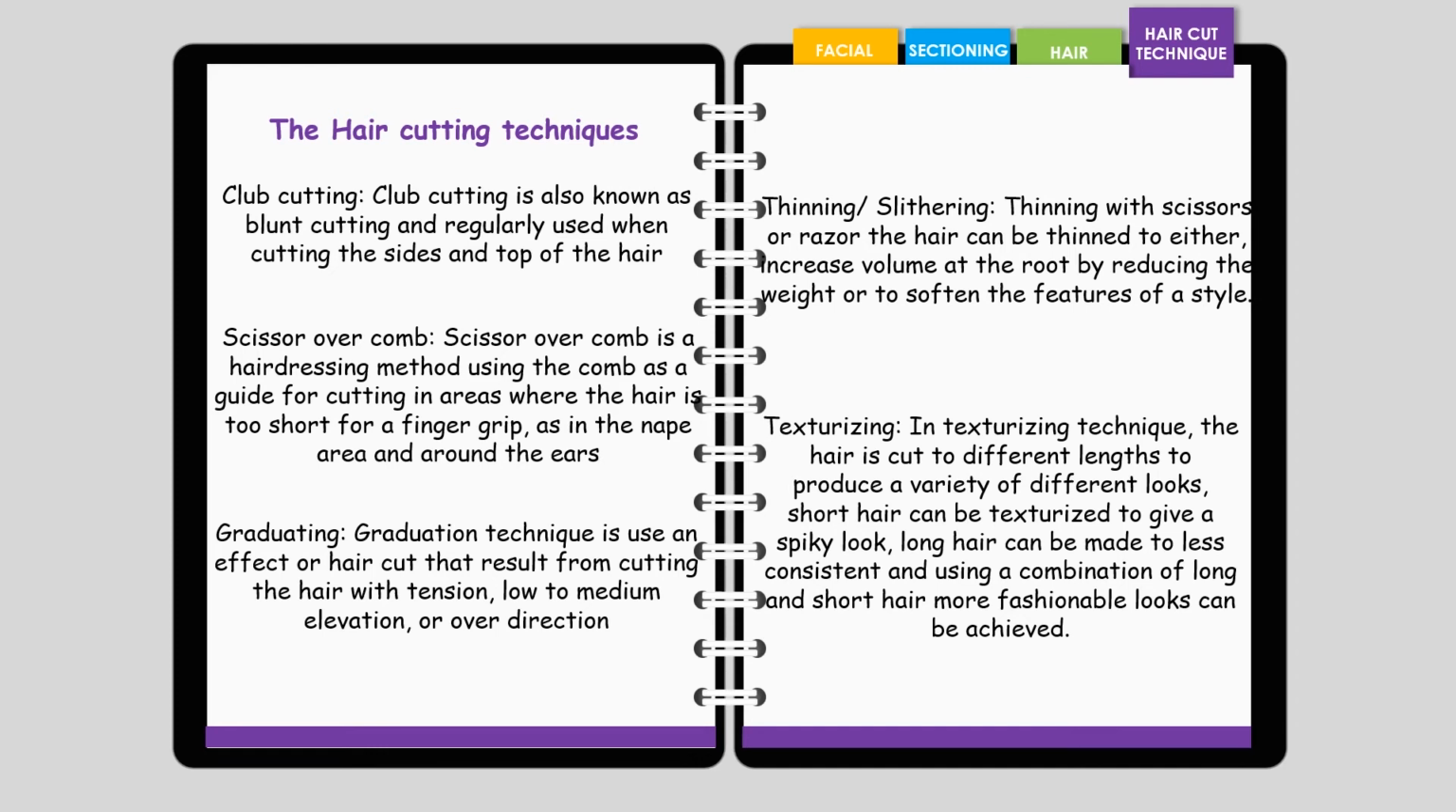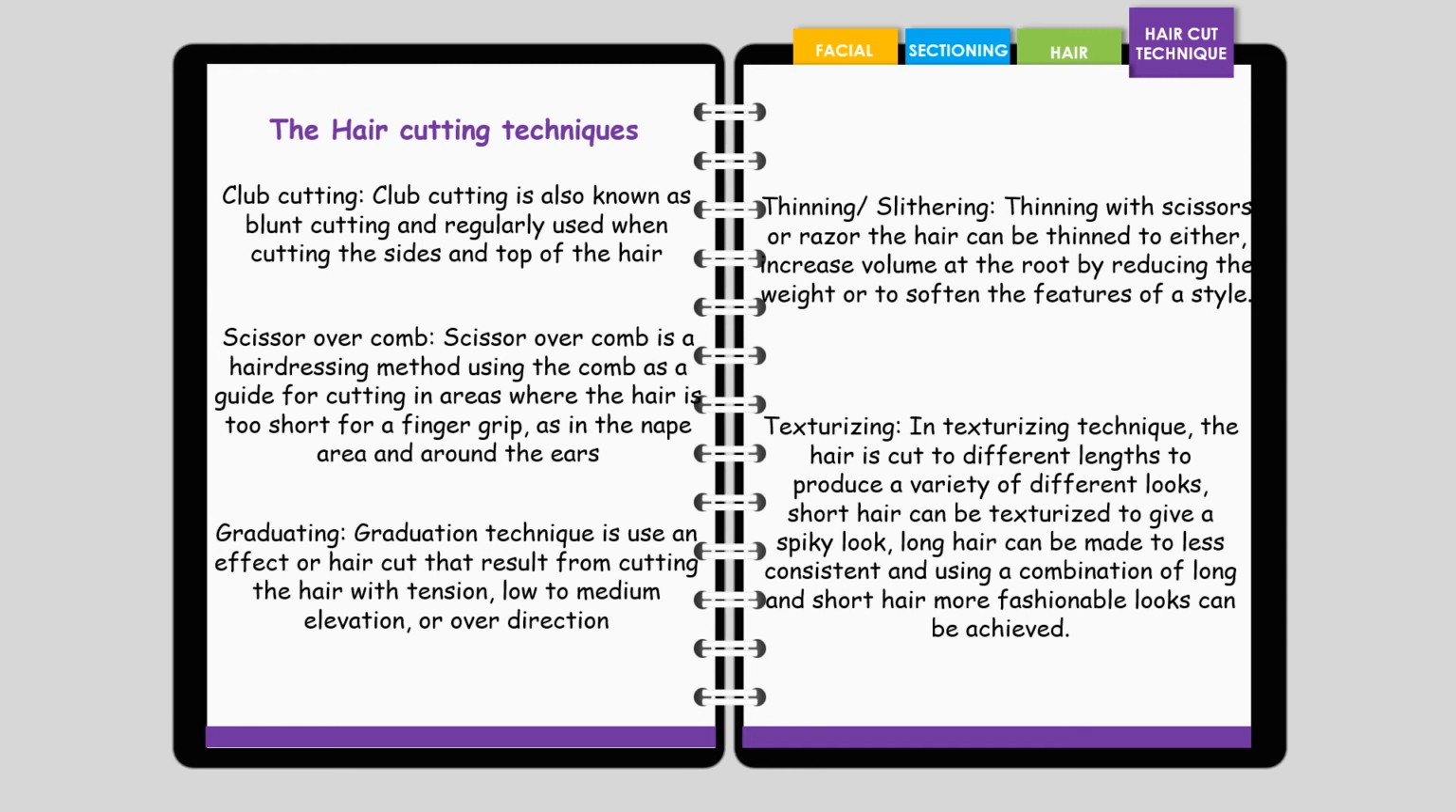Graduating. The graduation technique is an effect or haircut that results from cutting the hair with tension, low to medium elevation or over direction. Thinning or slithering. Thinning with scissors or razor, the hair can be thinned to either increase volume at the root by reducing the weight or to soften the features of a style.